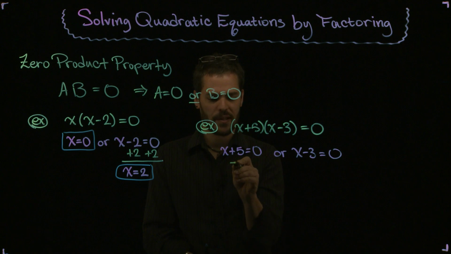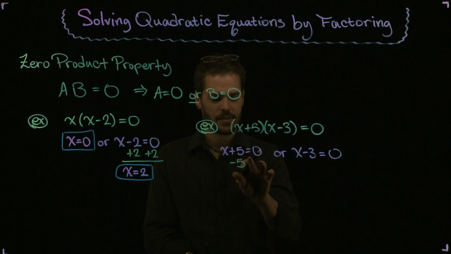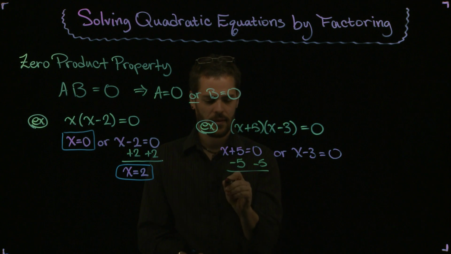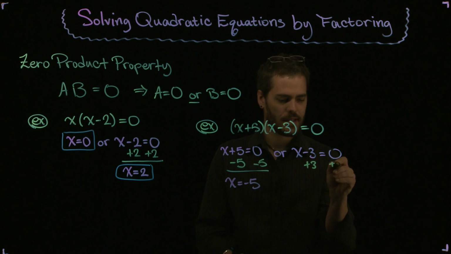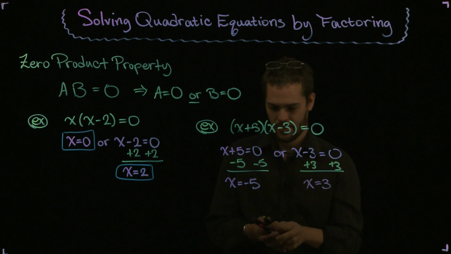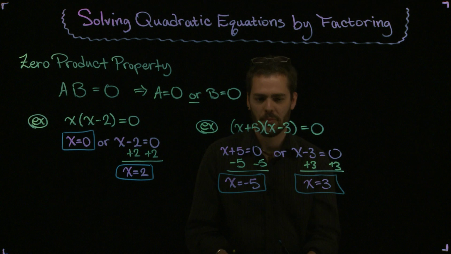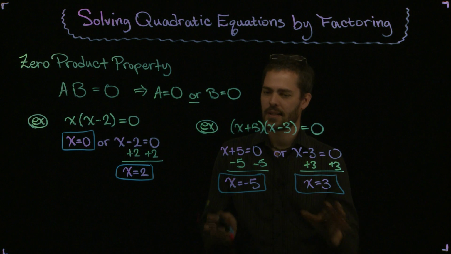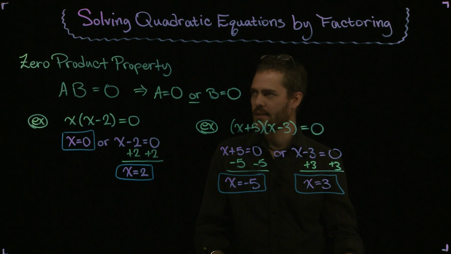Solve both equations independently. This one, I'm going to subtract 5 from both sides. There we go. Okay, and that gives me x is equal to -5. I will solve the other equation by adding 3 to both sides. This gives me x is equal to 3, and we have two solutions, x equals -5 and x equals 3 are both solutions to this equation. Okay, let me move on from the zero product property stated simply into further examples of using it in the context of quadratic equations.